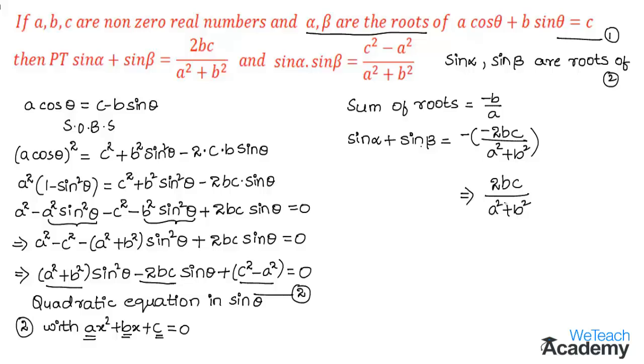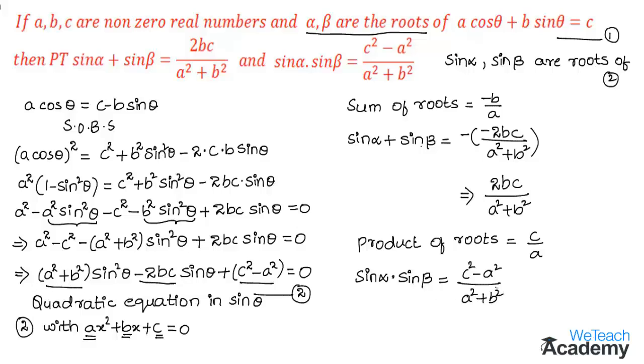And now let us prove the value of sin alpha into sin beta is equal to c square minus a square divided by a square plus b square. So by observing the LHS, which is sin alpha into sin beta, that is nothing but the product of the roots of the quadratic equation, which is given by the formula c by a. So by using this formula, we can prove the value of sin alpha into sin beta, which is equal to c, that is c square minus a square, divided by the value of a, which is a square plus b square here. So hence we proved the value of sin alpha into sin beta is equal to c square minus a square divided by a square plus b square.